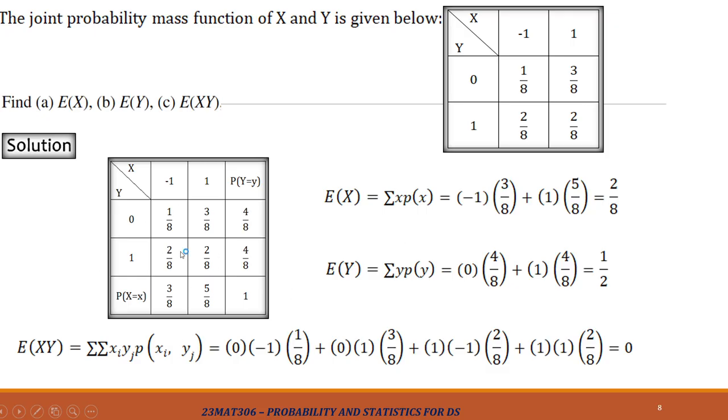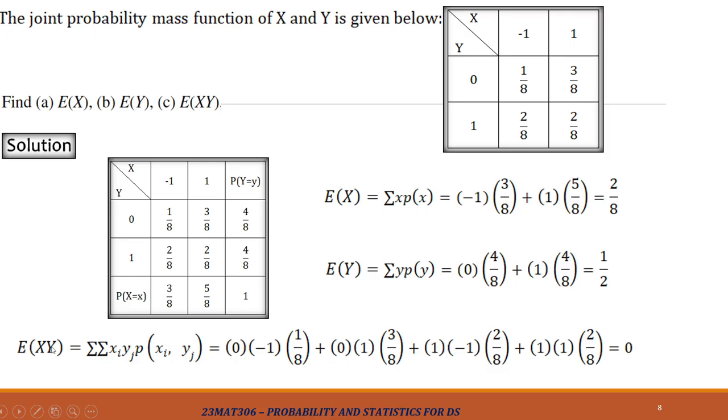So this is the probability value, and this table represents those things. We have to add all the probability values. This is the Py of y column, and this is the Px of x column. What is the next x value? 1, into 5 by 8 as the probability value. So we have to multiply both and add, and finally we get the expected value. Likewise, we proceed for the expected value of y. The formula is summation y into p of y. The y values are 0 and 1. So 0 into 4 by 8 plus 1 into 4 by 8. The final answer is 1 by 2.